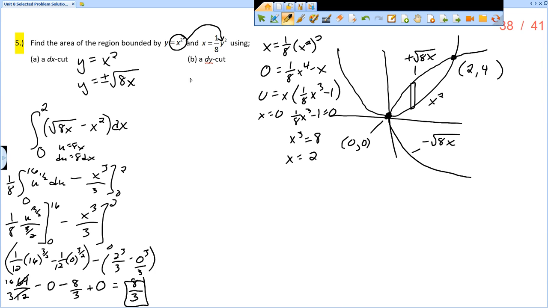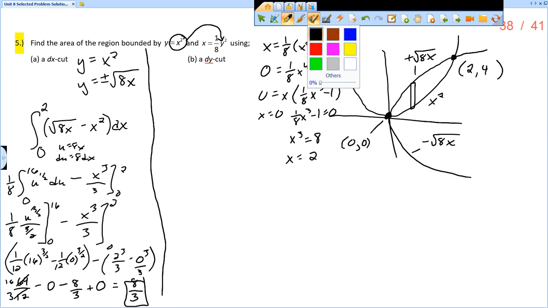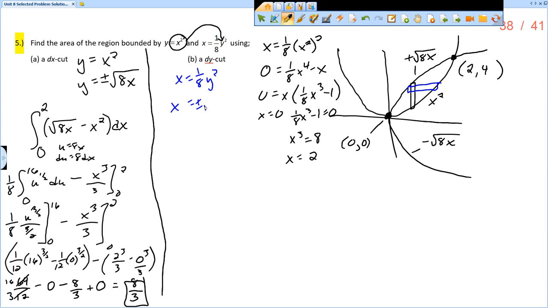All right, now I want to use a dy cut. All right, so let's go ahead. I'll change color so it's a little bit easier to see. All right, so now a dy cut. That means I need my equations in x equals form. So I have the first one, x equals 1/8 y squared, but now I need the other one, x equals plus or minus the square root of y.